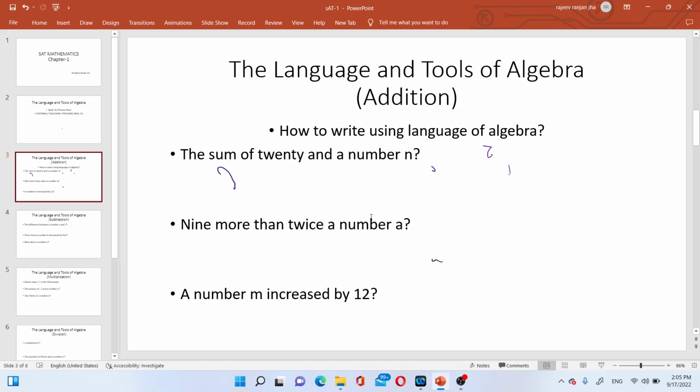Okay, now what we will learn in this particular topic is that we will get algebraic expressions for the statements. So how to write using the language of algebra. This is related to addition. Here are three statements. The first statement, you can see: the sum of 20 and a number n.